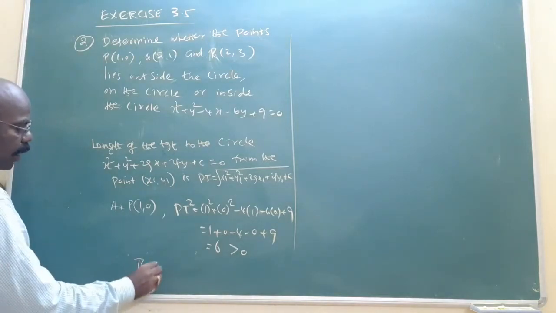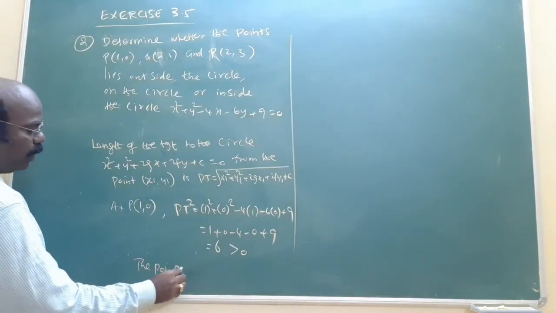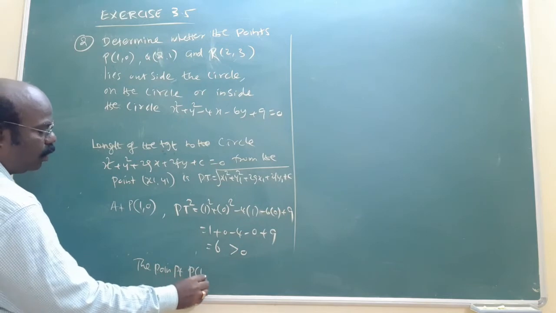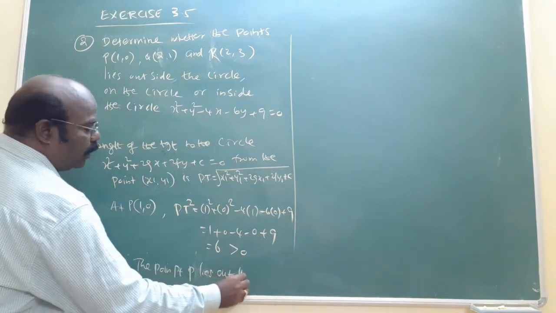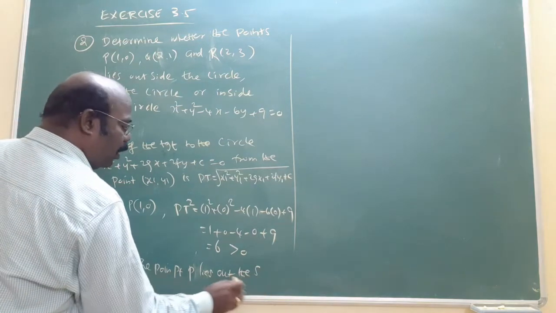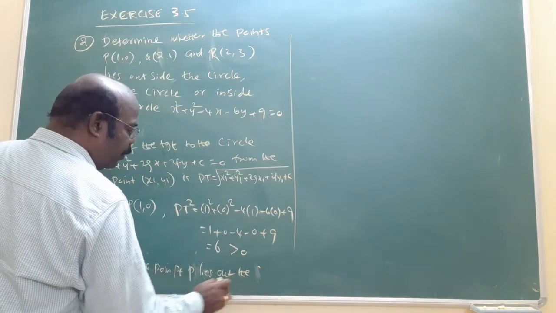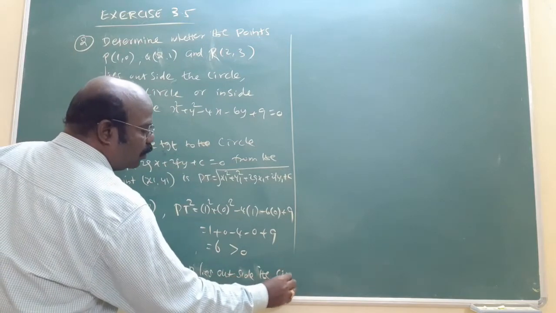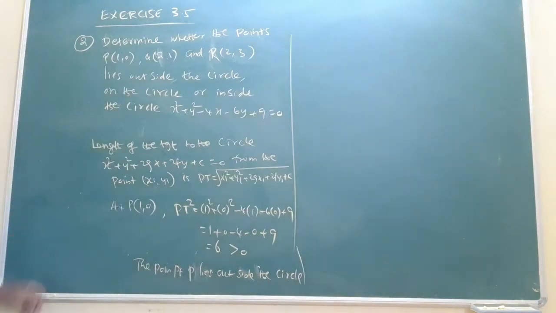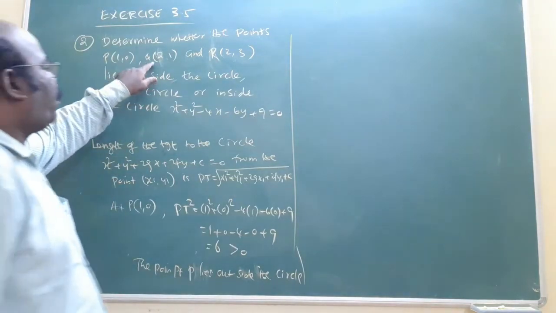Therefore, the point P, 1, 0 lies outside the circle. First answer over.